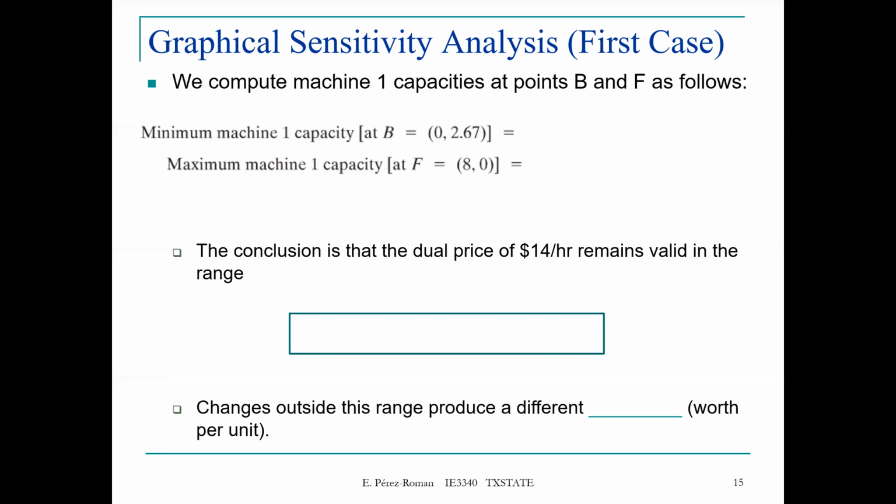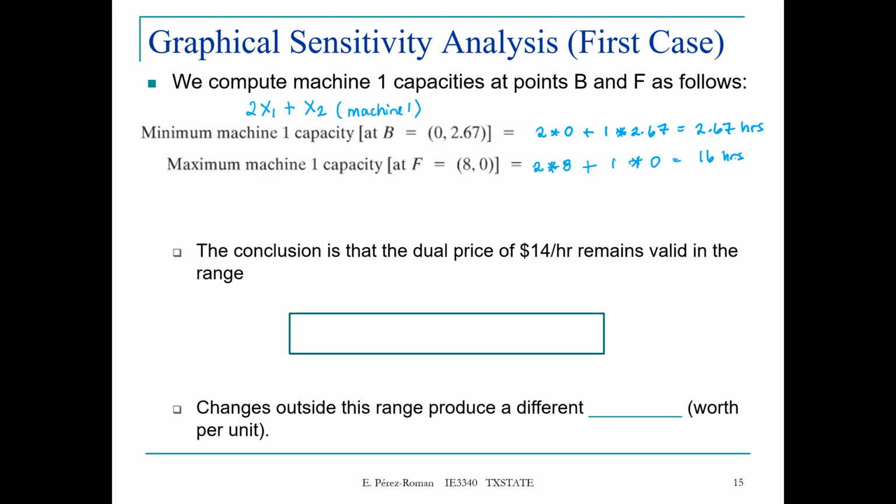So we can compute the machine 1 capacities at those 2 points by using the coefficients for the constraint for machine 1. So 2x1 plus x2. This is the left-hand side of the constraint for machine 1. If we substitute those coefficients into the constraint, we have 2 times 0 plus 1 times 2.67, which is equal to 2.67 hours. For the second point, that will be equal to 2 times 8 plus 1 times 0, which is equal to 16 hours.